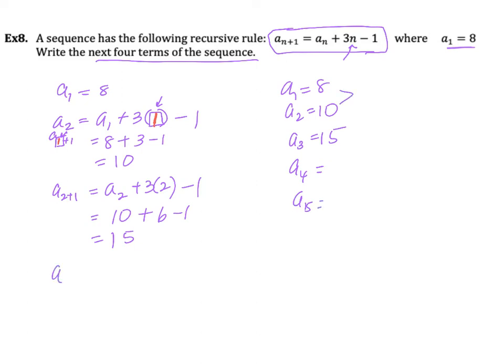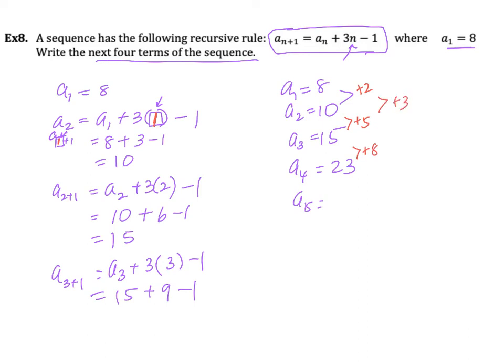So a sub 4 is a sub 3 plus 1, so I'm taking a sub 3 plus 3 times 3 minus 1, so that's 15 plus 9 minus 1, which is 23. And you might see a pattern over here. We just have a plus 2, then a plus 5, then a plus 8.